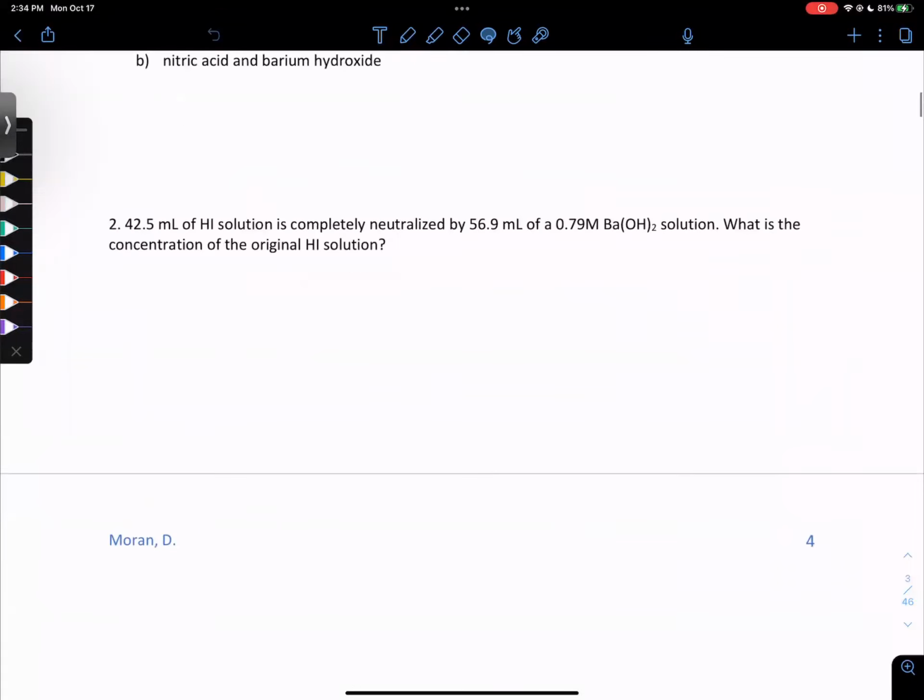Would that be considered delta H of formation for AgCl? No, because Ag plus is not in its natural state, it's an ion. And Cl minus is not in its natural state either, it would be Cl2 gas. So let's do a couple of those problems.